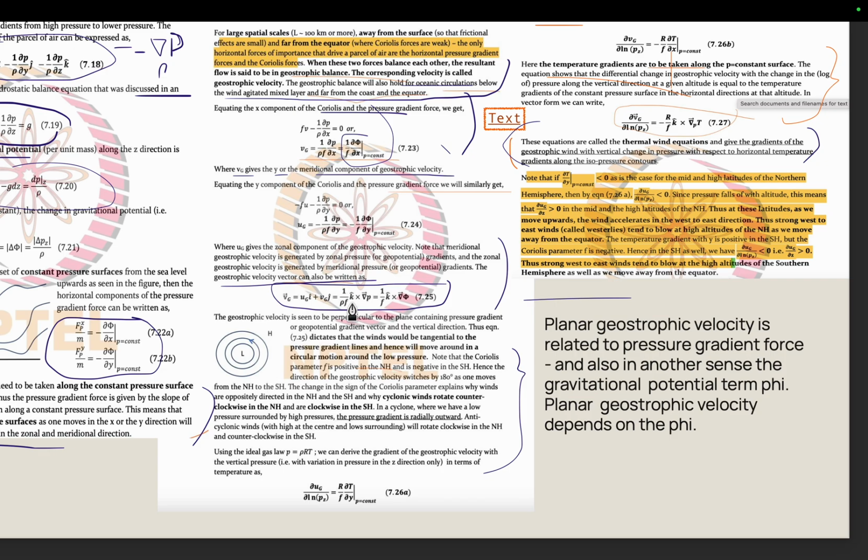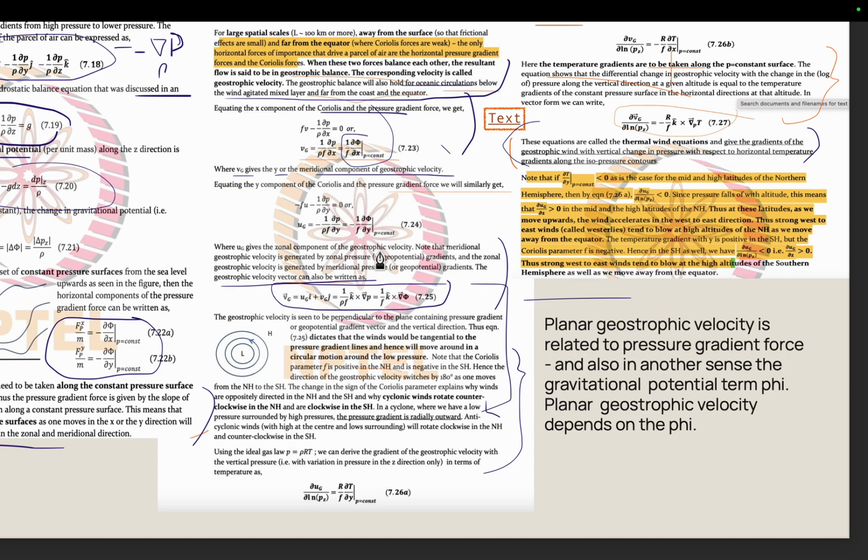Here you have to consider both the f value and this grad p's direction in the two hemispheres. So by this equation it is seen that the cyclones and the anticyclones rotate in different directions in the southern and the northern hemisphere.